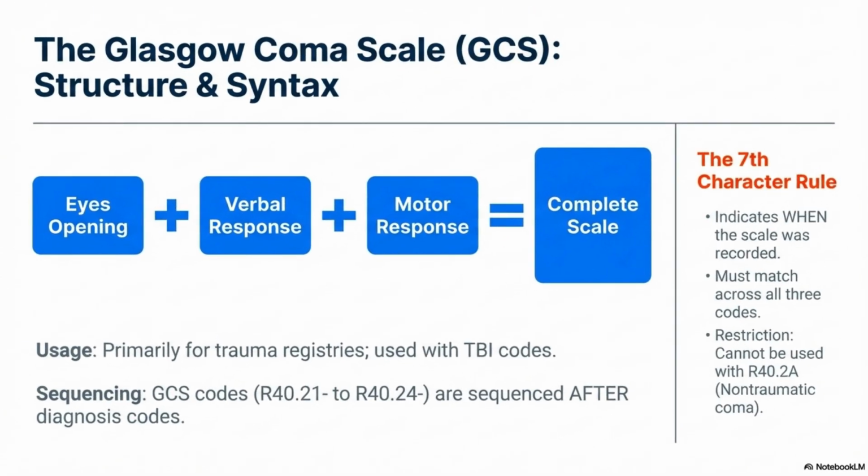The Glasgow Coma Scale is made up of 3 components: eye-opening, verbal response, and motor response. These codes are used primarily with traumatic brain injuries, and they're always sequenced after the diagnosis code. The 7th character is important because it tells us when the score was recorded, and all 3 components must use the same 7th character. One more thing. GCS codes can't be used with non-traumatic coma codes.